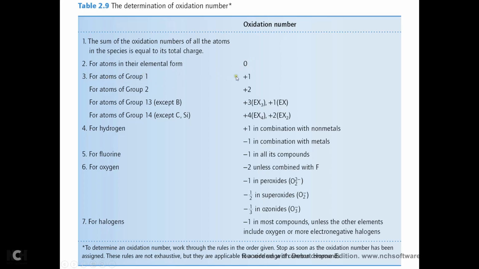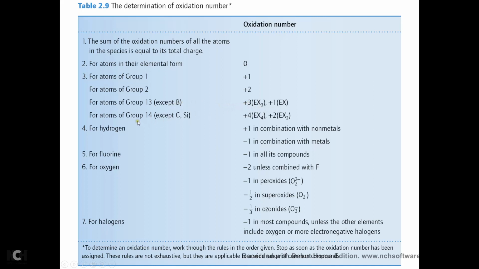For atoms in group 1, it's +1, so that's hydrogen, lithium, sodium, potassium, rubidium, etc. Atoms in group 2: beryllium, magnesium, calcium, etc. All right. So group 13, you have boron, aluminum, gallium, except boron here, because boron sometimes gets electrons rather than loses electrons. So for aluminum, it's definitely +3.